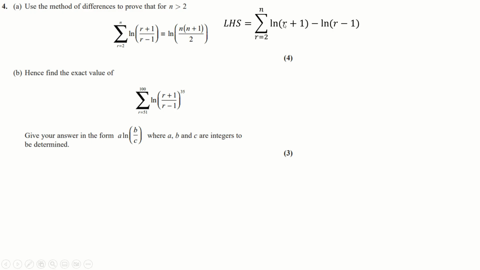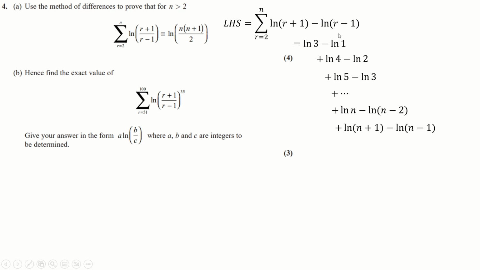So if you put in the 2, you get log of 3 minus log of 1 as our first two terms. If you put in a 3, you get log of 4 minus log of 2, and so on, all the way until you put in n minus 1. When you put in n minus 1, you get this. n minus 1 plus 1 is n, n minus 1 minus 1 is n minus 2, and then when you put in n, you get n plus 1 and n minus 1, of course.